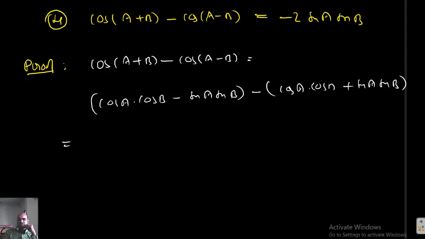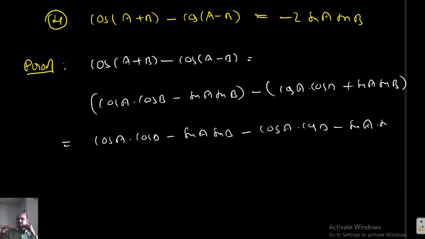So now this is nothing but cos A cos B minus sin A sin B, minus cos A cos B, plus into minus, sin A sin B. Students, these two get cancelled. The result is minus x minus x, minus 2x, minus 2 sin A sin B. So these 4 results are very, very important. Okay, next, students, the fifth result.